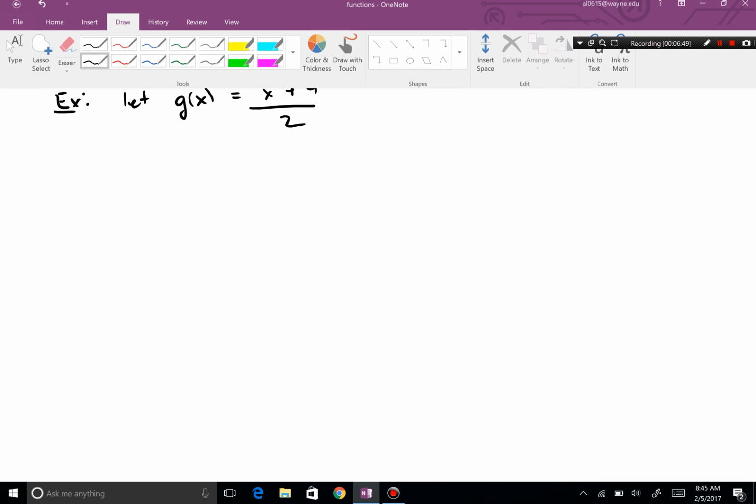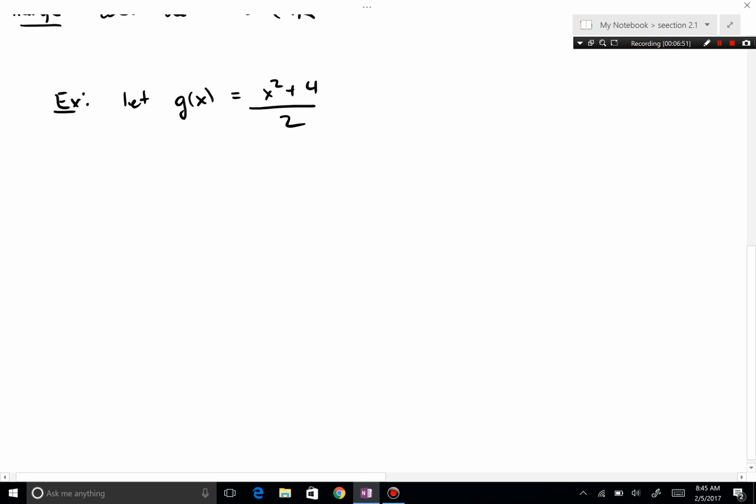So let's say, for example, let me give you a different name for a function. Let g of x equal x squared plus 4 over 2. Now I know this looks really weird because I told you you can input variables in here, right? We're going to do a classic example that you'll see. It's called the difference quotient. I do a lot of these in my course because you're going to see a lot of them when you get to calculus and you start calculating what's called the derivative.